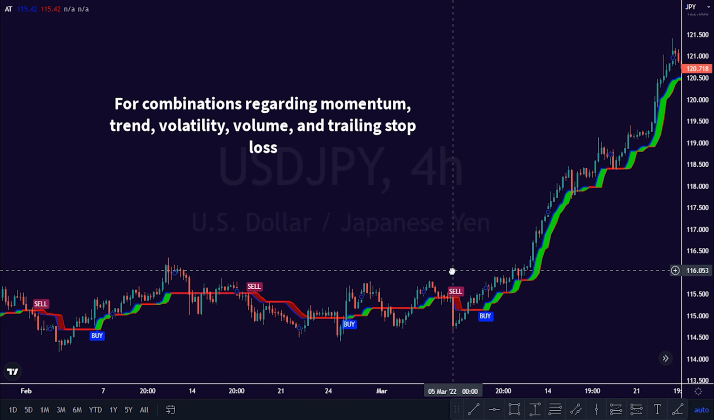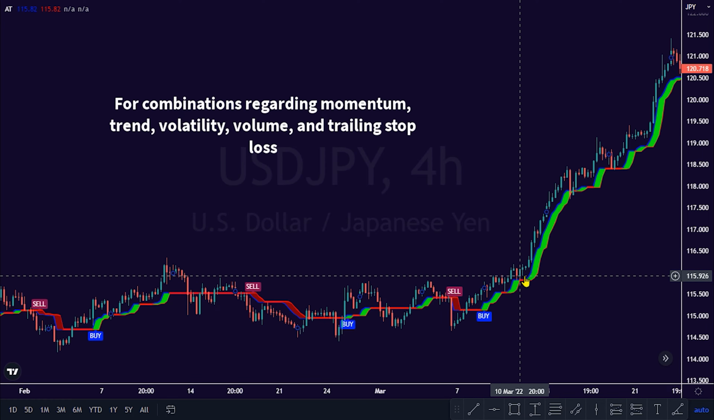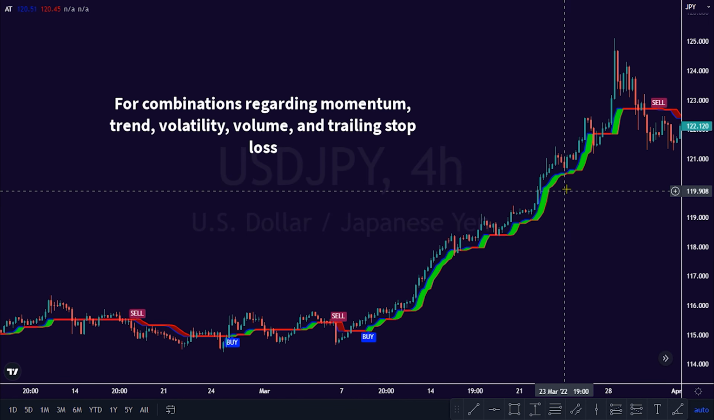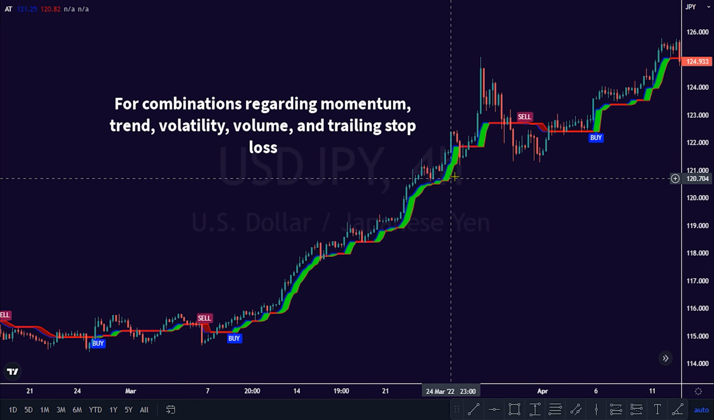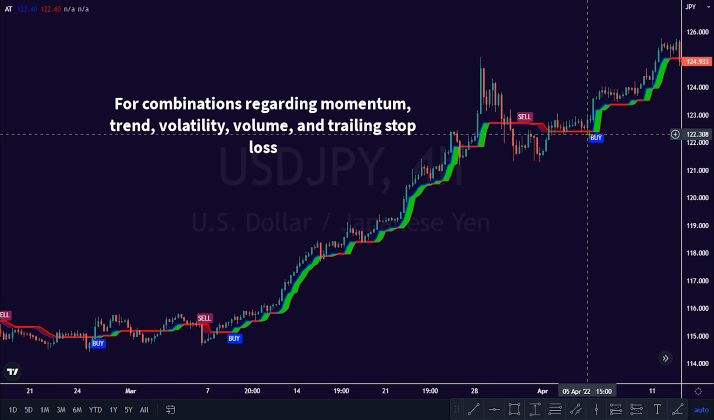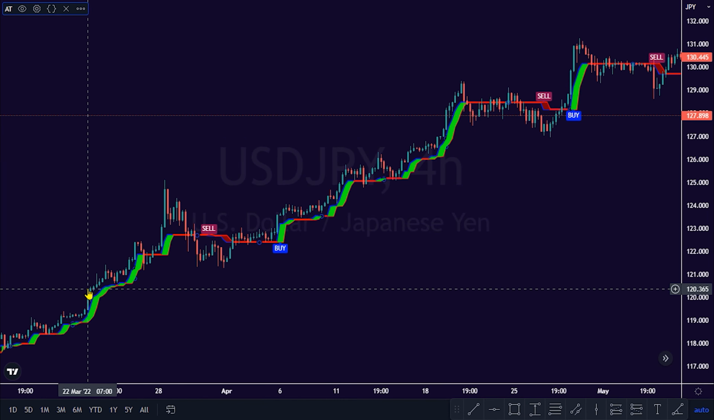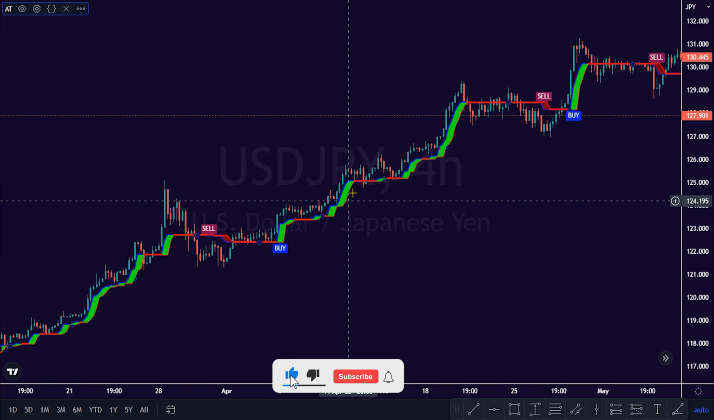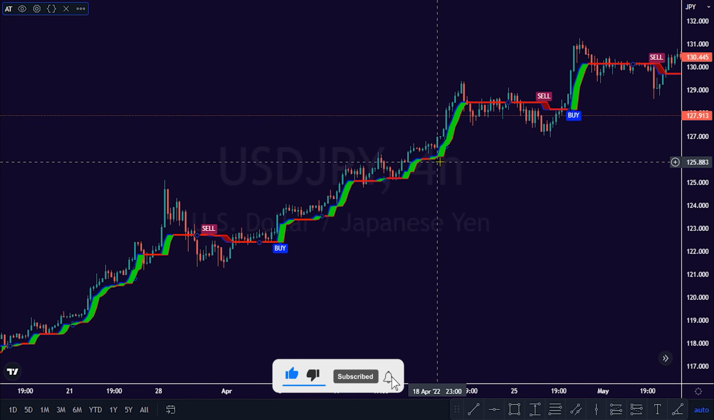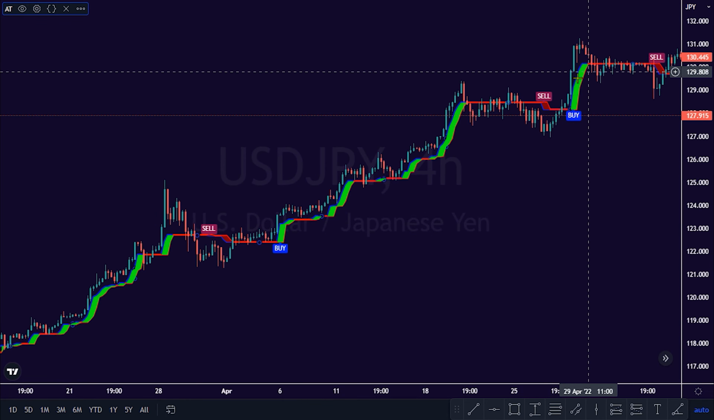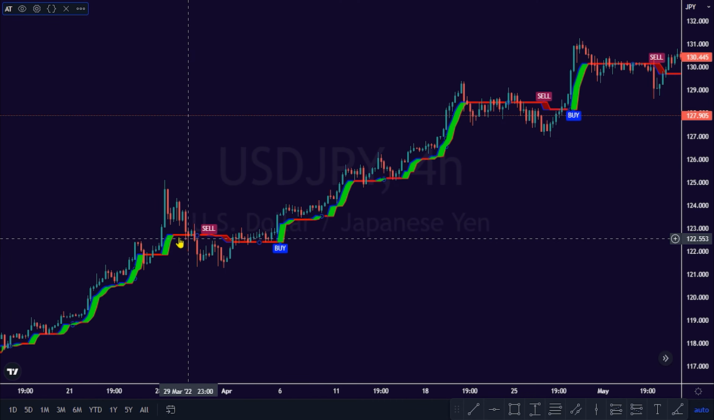4. To bring together indicators from different categories that are compatible with each other and make a meaningful combination regarding momentum, trend, volatility, volume, and trailing stop loss. And the most important of all, it's a powerful and easy-to-use trend following indicator. I love the simplicity of this trading indicator. I strongly advise beginner traders to add this trading indicator to their trading arsenal of technical tools.